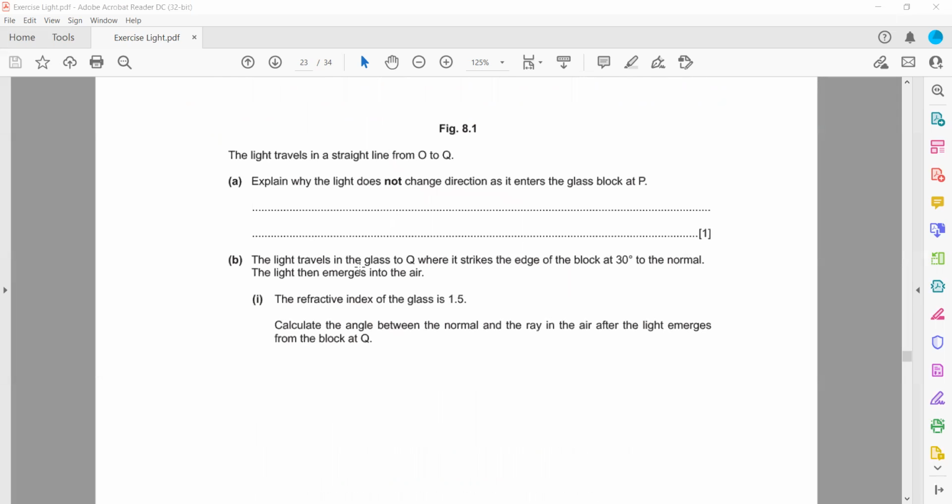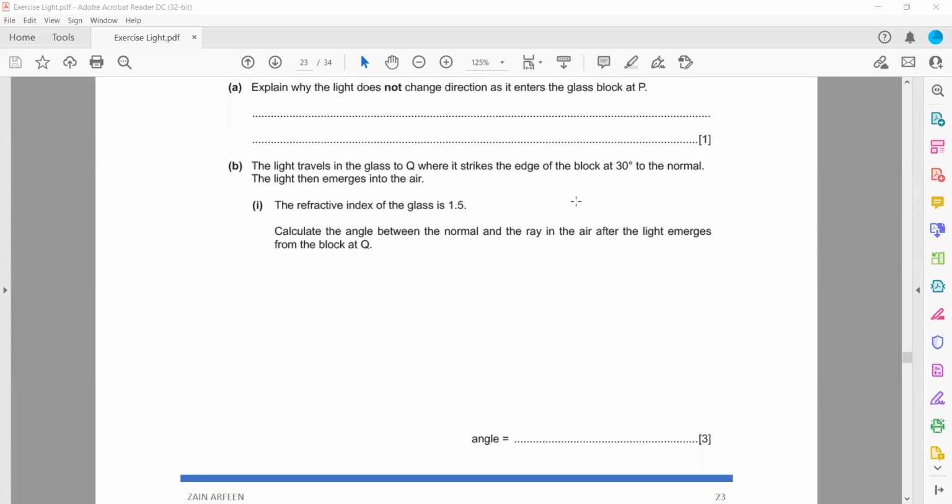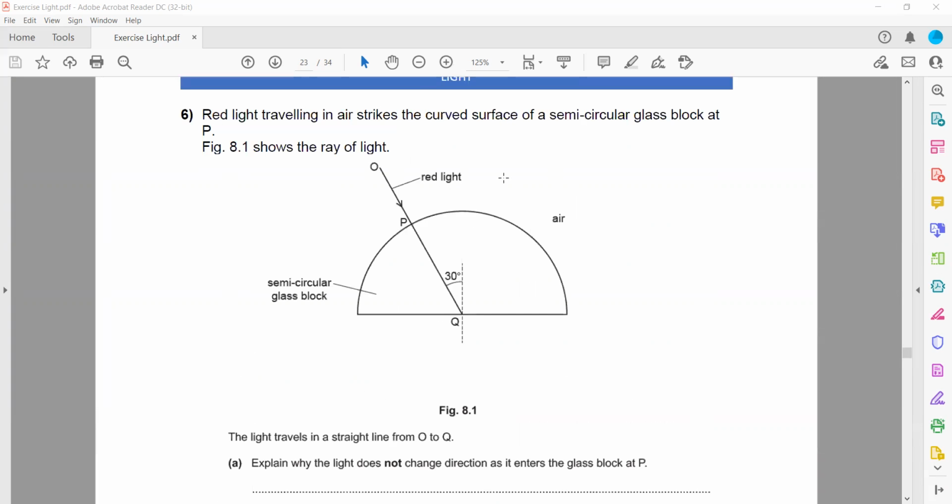Then the ray of light in the glass goes to Q, where it strikes at an angle of 30. The refractive index is 1.5. Why do we say normal? Normal is always perpendicular to the surface. So this is a surface, this is a surface.